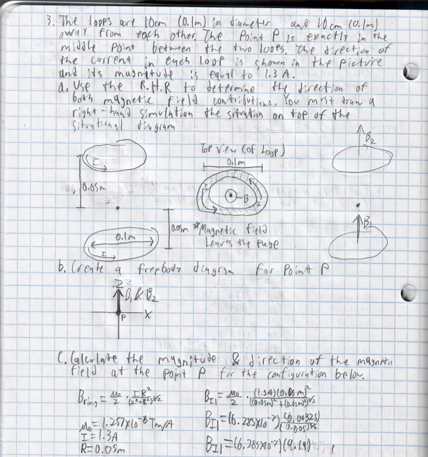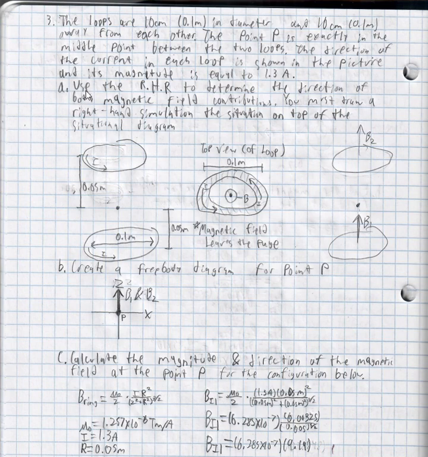The loops are 10 centimeters or 0.1 meters in diameter and 10 centimeters, 0.1 meters away from each other. Point P is exactly in the middle point between the two loops. The direction of the current in each loop is shown in the picture, which I have drawn out down here where my mouse is. And its magnitude is equal to 1.3 amps, meaning the current is 1.3 amps.